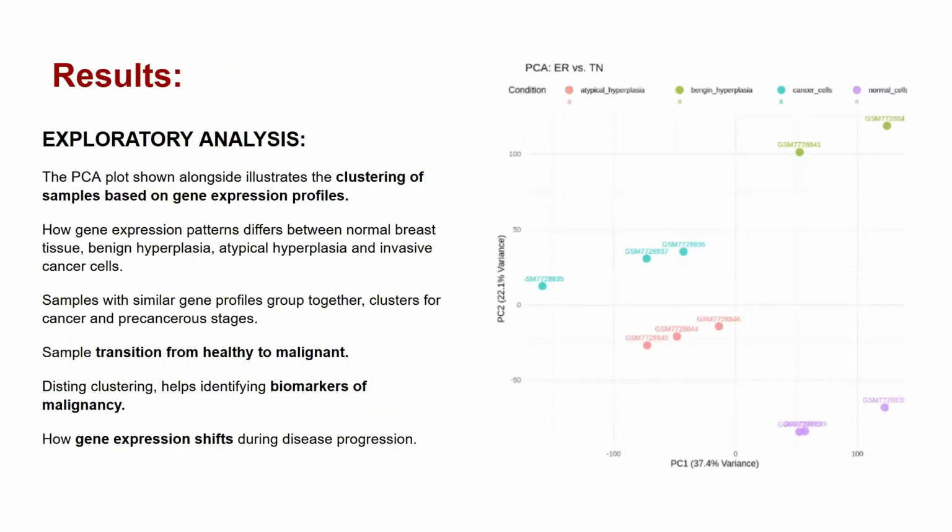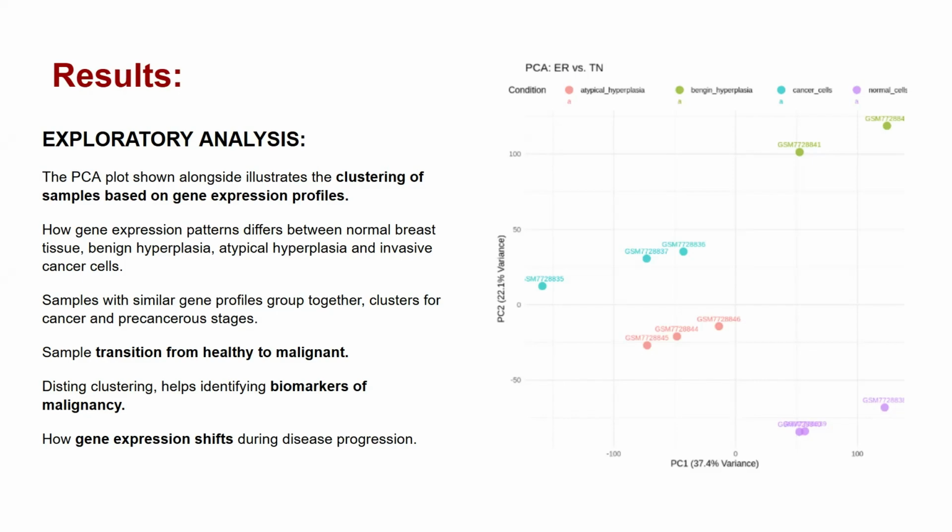So let's move to the results section for exploratory analysis, which means PC analysis. The PCA plot shows here a clustering of samples based on gene expression. Each dot represents a sample, and the distance between them indicates similarity or difference.